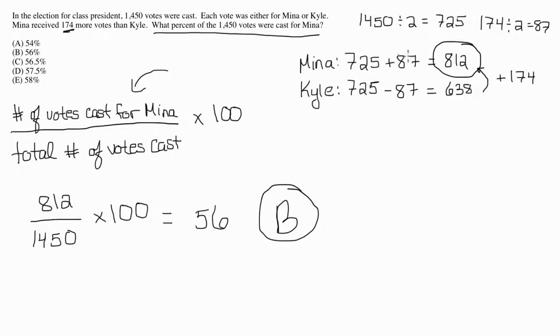Again, this is the key part. When you know that there's a difference, that somebody received X number more votes or whatever it is, start at the split, pretend it's 50-50, and then take the difference in votes, divide it by 2, add that to the person that got more and subtract that from the person who had fewer votes, and then you'll have that 174 vote spread.